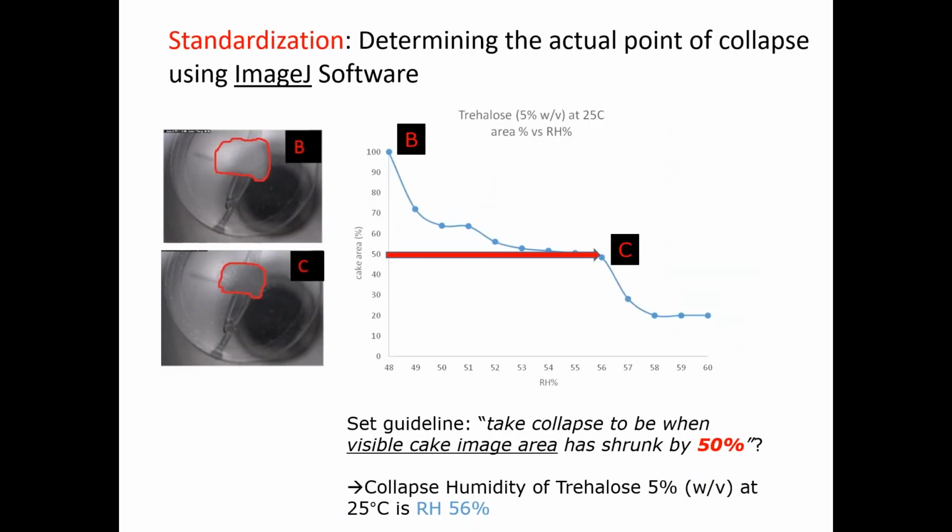So what we decided to do was to standardize a method for determining at what humidity the material collapsed. And we took as an arbitrary metric, when the cake area had changed by 50%, we called that the collapse point. So in other words, when the initial area you see in B goes down to half the area, we call that collapse. Okay, so what we did was we looked at measuring the collapse humidity for these materials at different temperatures for the different formulations we have.